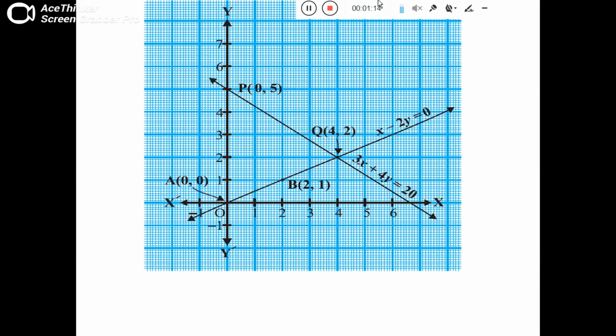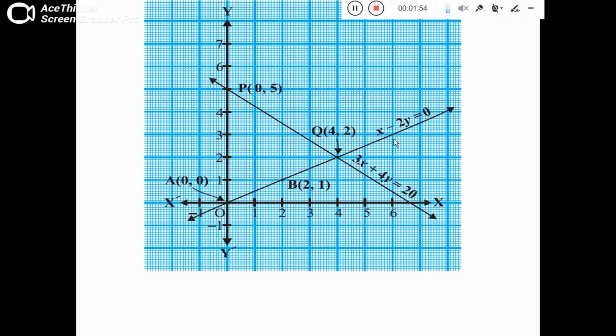Here is the graph given. This is the y-axis, it is the x-axis. Now this is point P, which is (0, 5), and this is point (4, 2). For these two points, we can draw a line. This is the line representing the second equation, 3x plus 4y equals 20, and this is the line which passes through the origin (0, 0) and the point (2, 1).